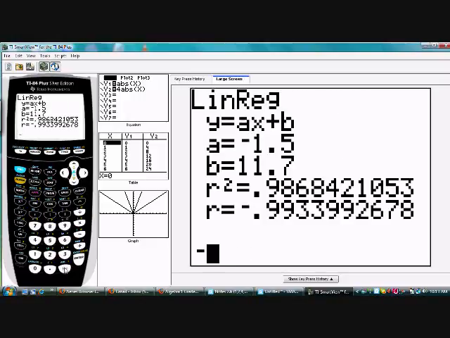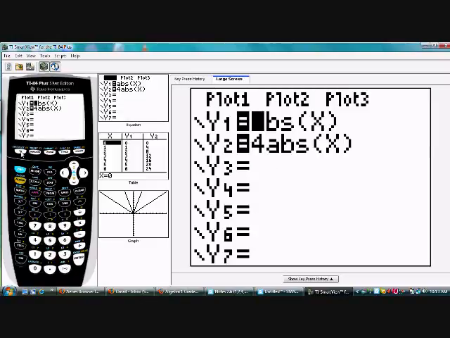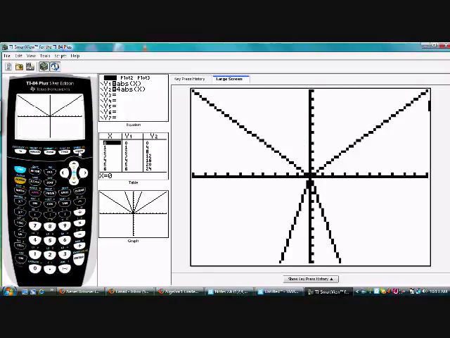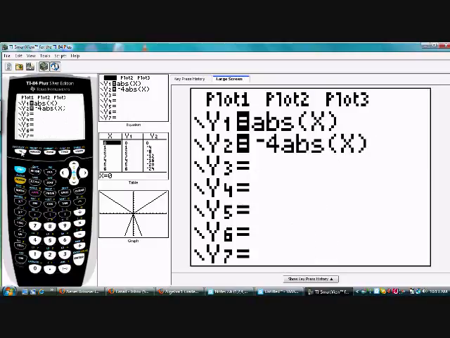Oops. What did I do there? Y equals. Okay. Second, insert. Negative. So, negative 4. It just did the vertical stretch upside down. Interesting. So my last thing I've got to do is figure out how to make this wide.